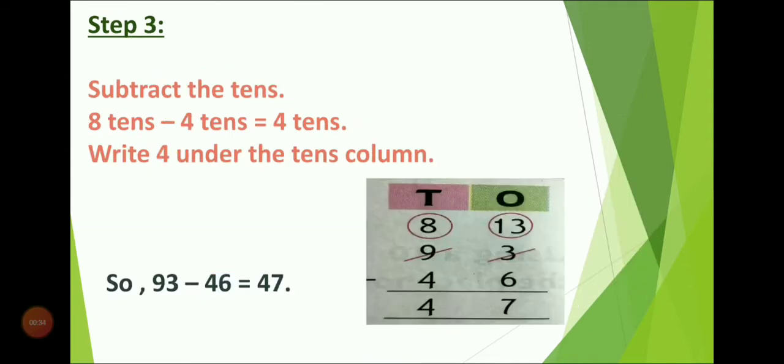Then, we will subtract the tens. It means we will subtract 4 tens from 8 tens. We will get 4 tens. We will write 4 under the tens column. So students, it means 93 minus 46 is equal to 47.